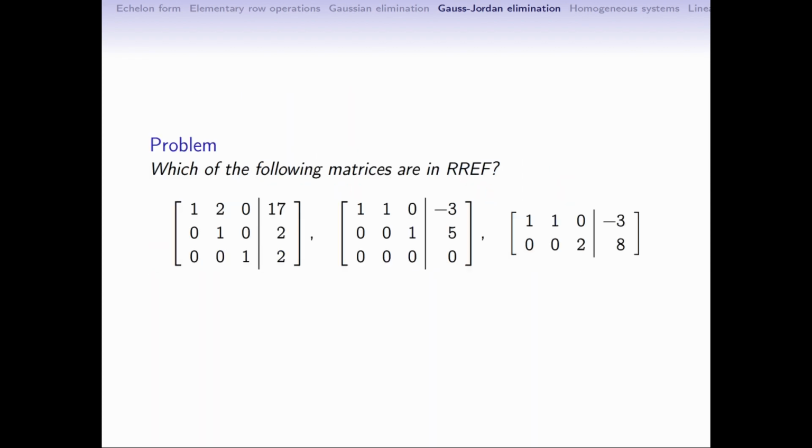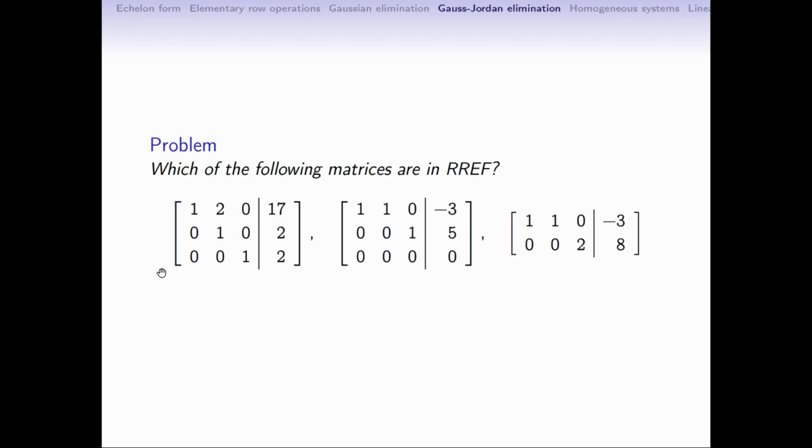Let's work this problem. Which of the following matrices are in reduced row echelon form? And let's work from left to right. Now, the very first thing we have to check is that it's in row echelon form. Now, this matrix doesn't have a row of 0, so we don't have to check that. Now, let's identify the leading entries. We have the 1 here, the 1 here, and the 1 here. And as I move down the rows, the leading entries are marching to the right, so that's good. So this is in row echelon form.